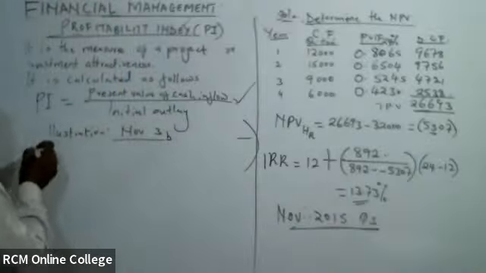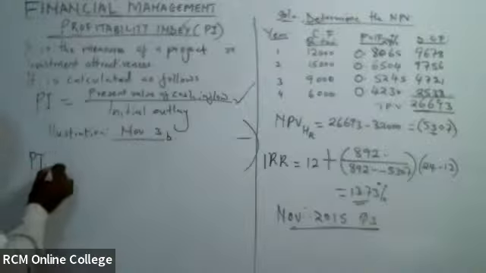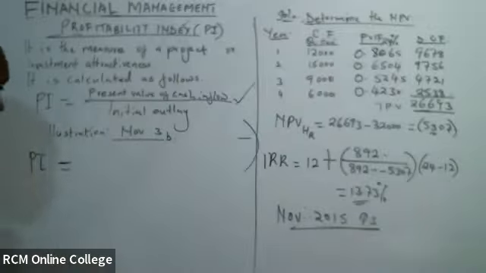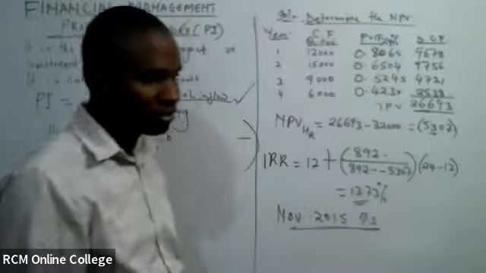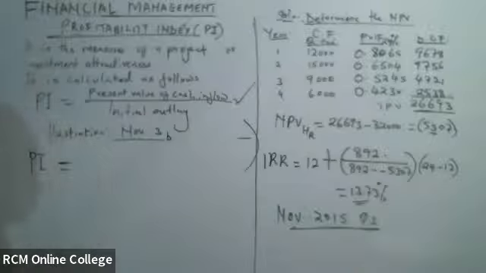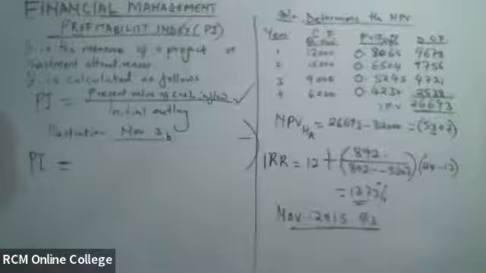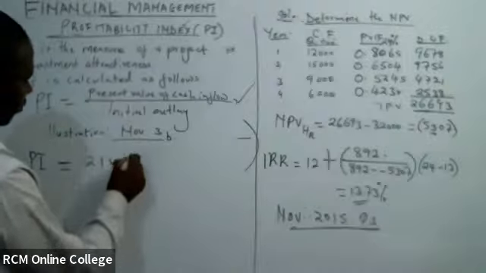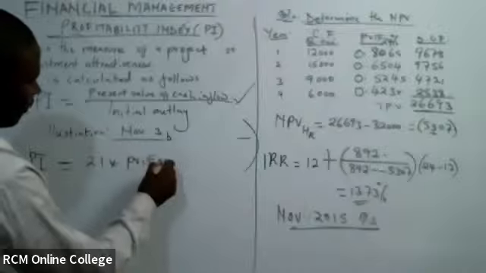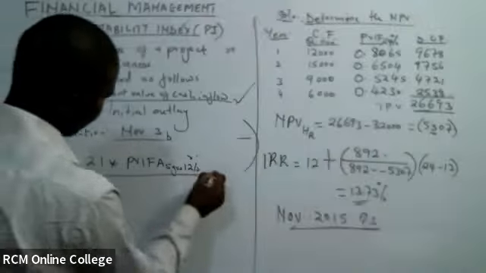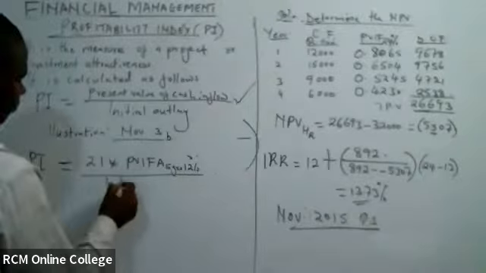So let's use the PI to solve that. PI is equal to the present value of our cash inflow. Now, I want somebody to tell me, which type of cash flow do we have? The 21 million here. Is it a regular or irregular cash flow? Is it uniform or non-uniform? They are regular cash flows, therefore we discount using PVFA, 5 years, 12%. Divide by the initial outlay.